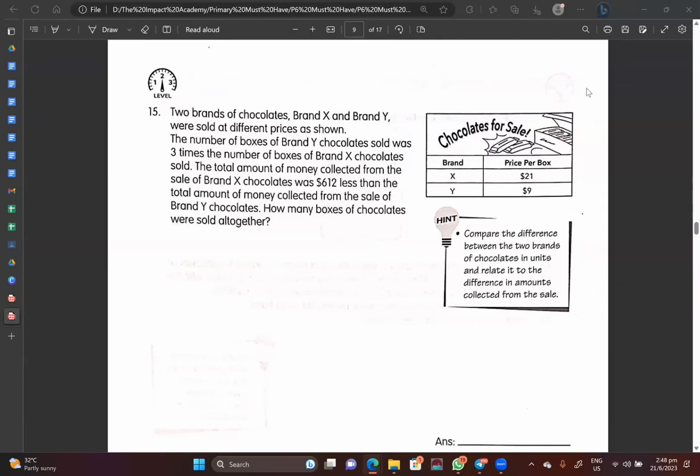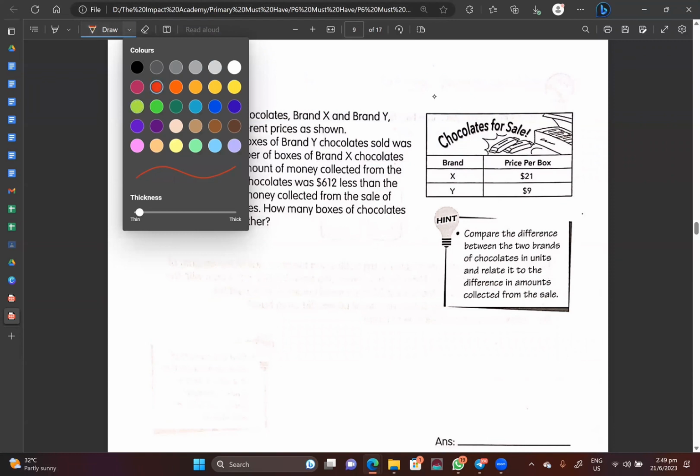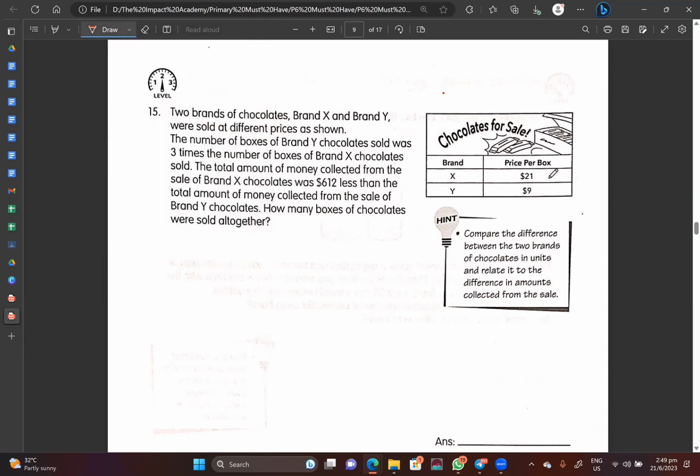Brands of chocolate, brand X and Y, were sold at different prices as shown in the table. All right. Now, there's nothing much to write. You just look at the table. You know that X is sold at a more expensive price, right? It is sold at $21. For Y, it is sold at $9. So from here itself, you can infer that this is the small difference.